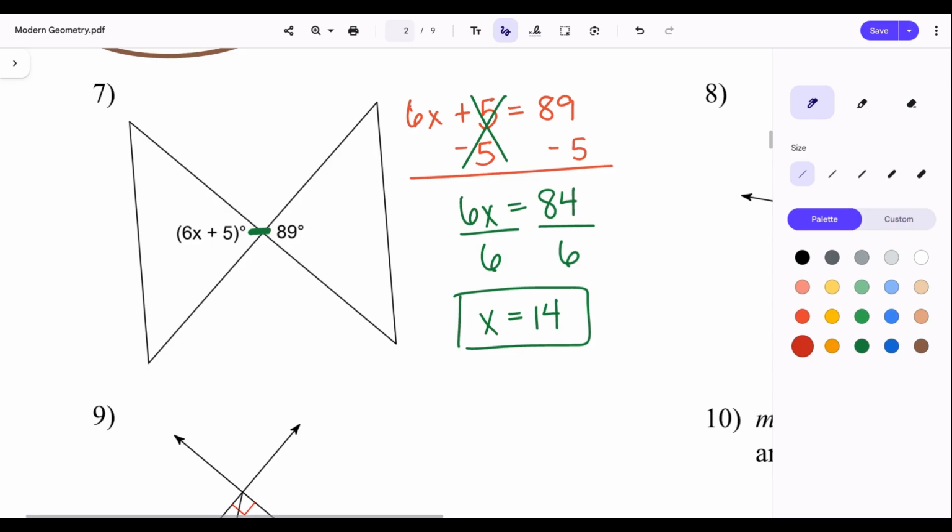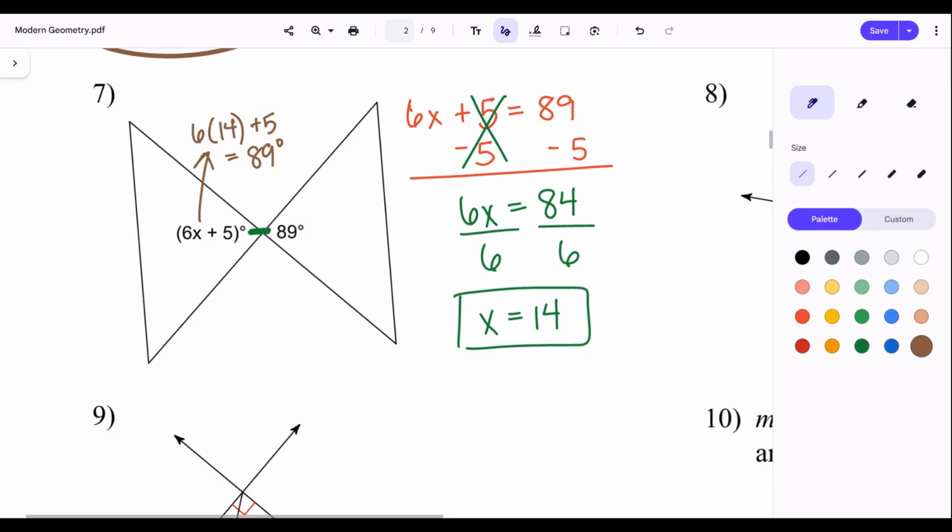Now, a follow-up question here, and this would be an excellent thing to do on a quiz or a test day if you have extra time. If you have time and you want to go back and check your answers, how could we make sure that we did this right? I should be able to take this 14 and plug it in over here. I should be able to take 6 times 14 and add 5. And what should it equal? Should equal 89. And it does. If I take 6 times 14 and I add 5, I do get 89.